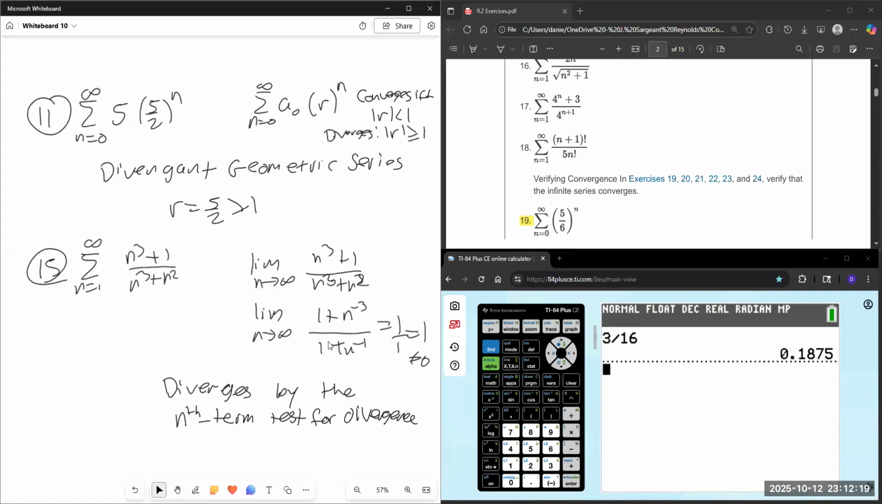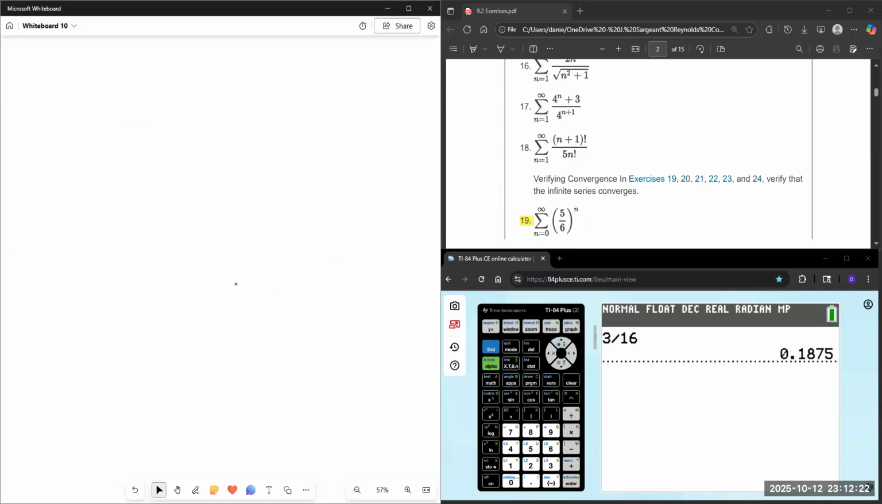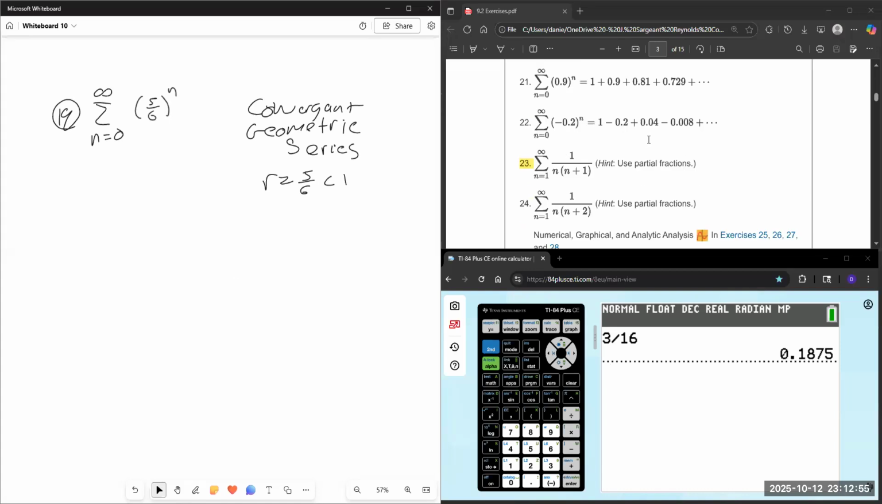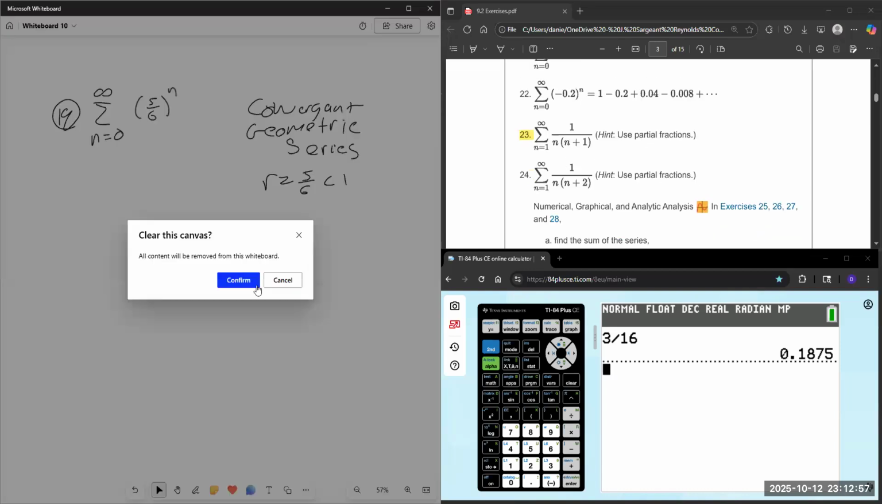Look at number 19. Told to verify convergence here. So n equals 0 to infinity of (5/6) to the n. This is a convergent geometric series. R is equal to 5/6, which is less than 1. Look at number 23.